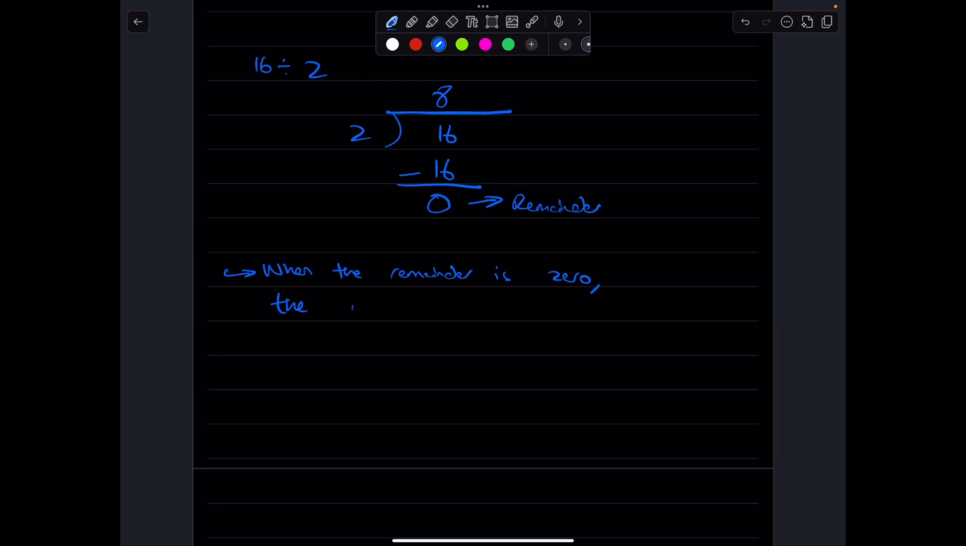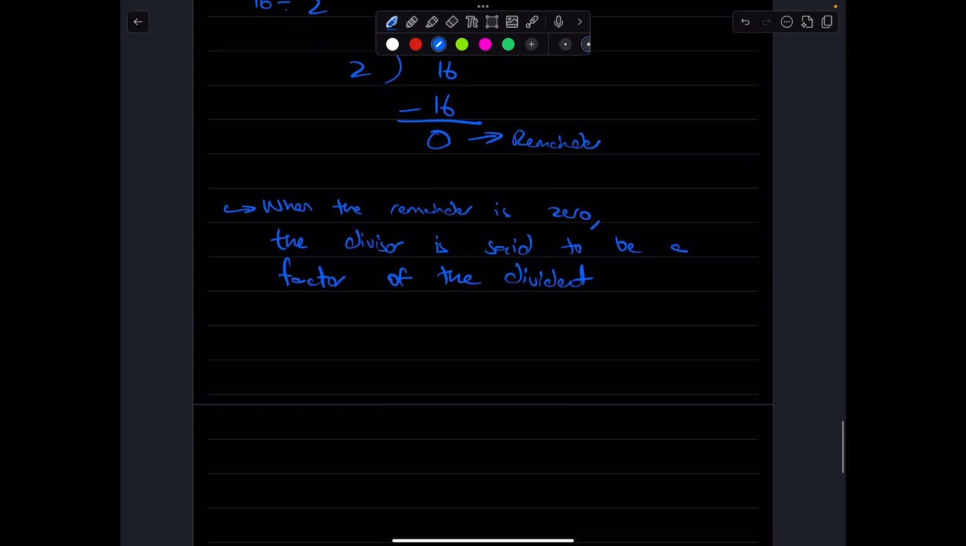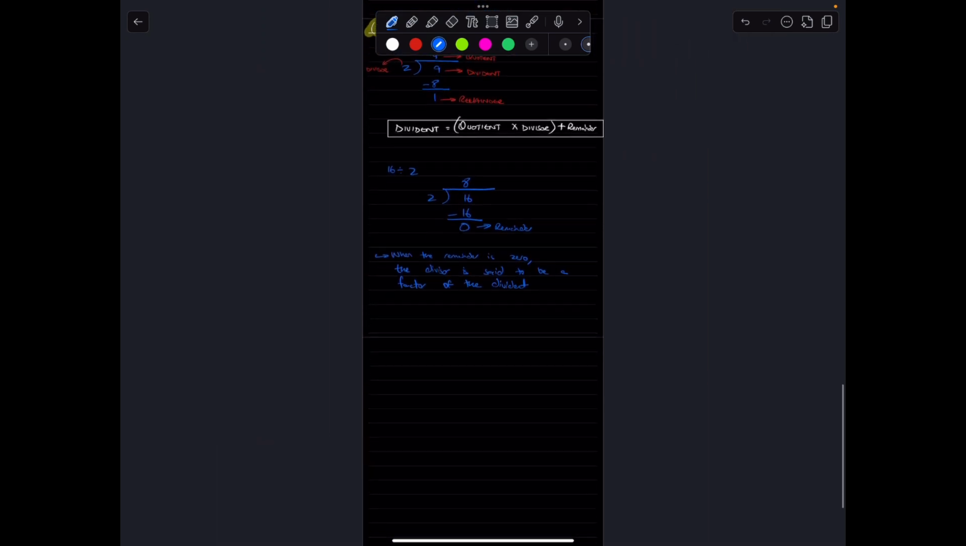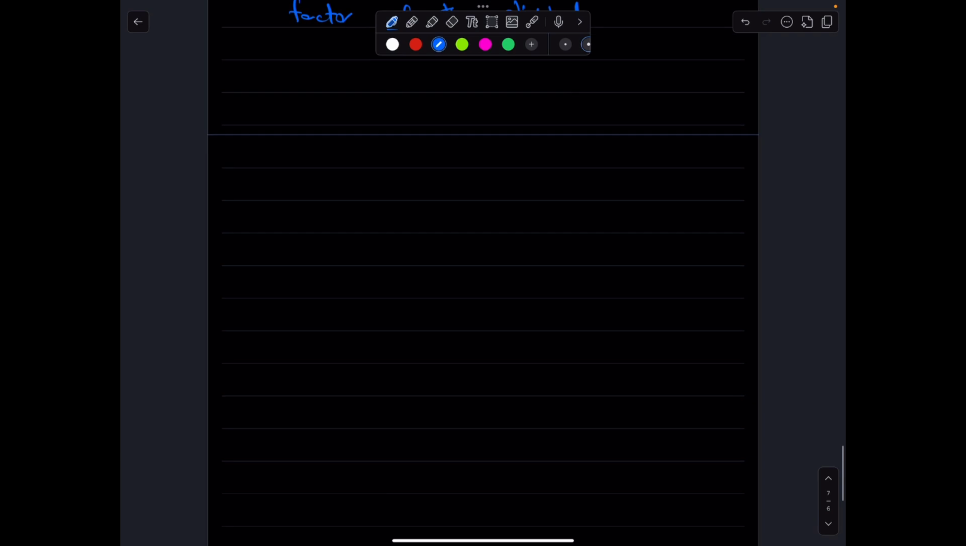The divisor is said to be a factor of the dividend. So in A levels, we'll do the same thing but involving algebra. So our first A level example will be something like x square minus 5x plus 7 divided by x minus 1.